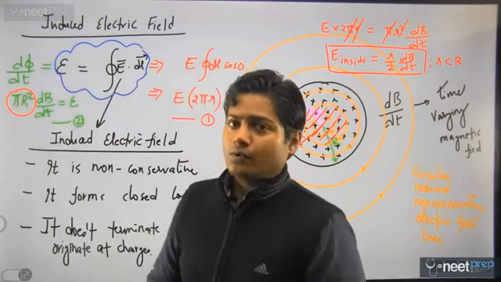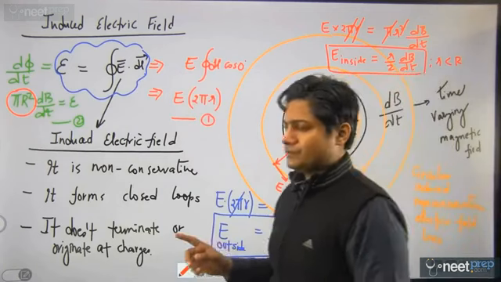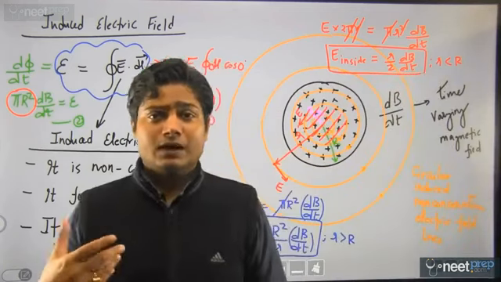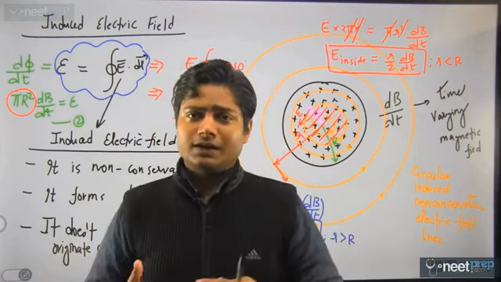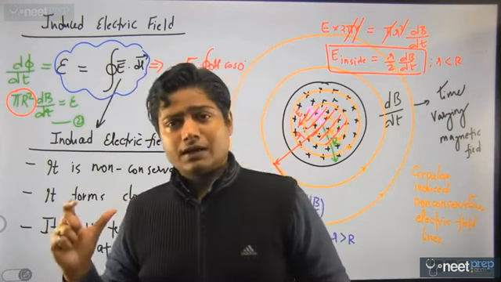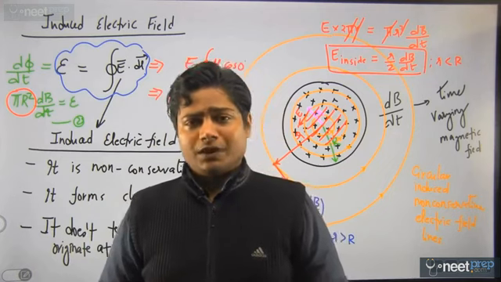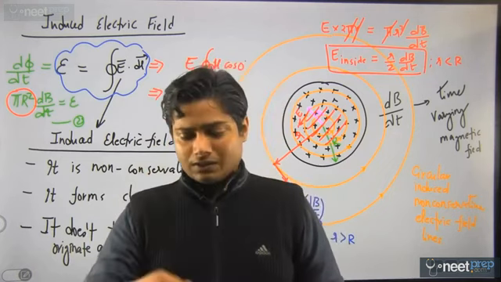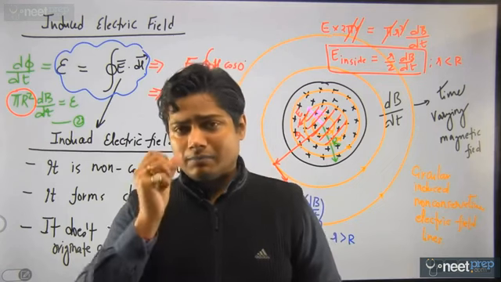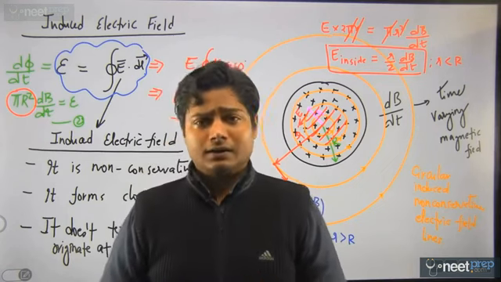Now let us solve a few problems based on our understanding of these concepts. Let me revise again. The first concept was Faraday's law, due to which we calculated the change in flux. Second was Lenz's law, which gave us the direction of induced EMF. Third was the induced electric field, in which we determined the value of the induced electric field, which is non-conservative with concentric lines, using the definition of potential, that is work done by electric field in a loop.